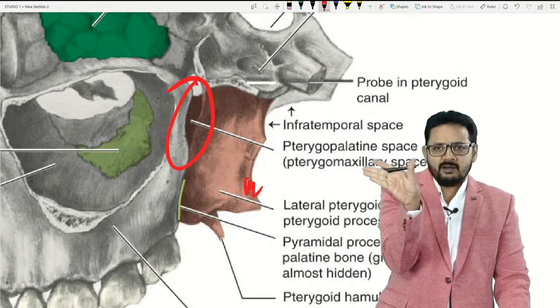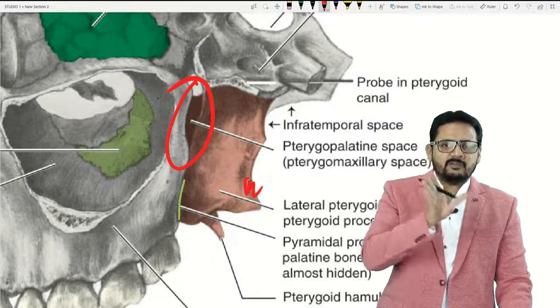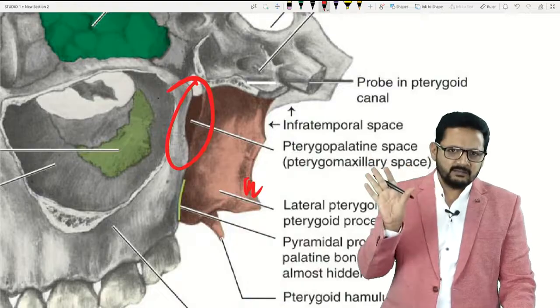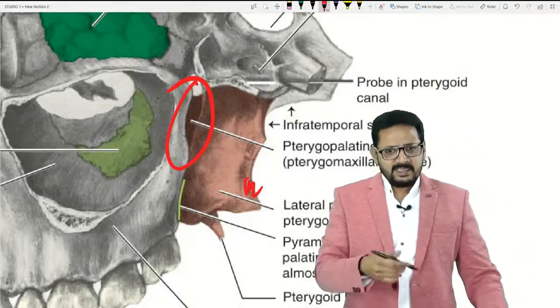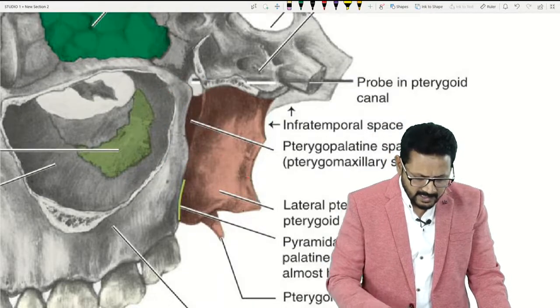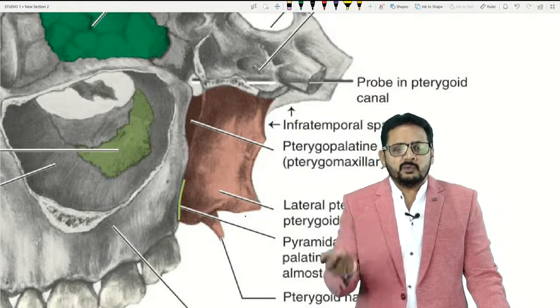Too much of lateral or too much of medial. You have to just go at a 35 to 40 degree angulation, slightly 5 to 10 degrees in a medial direction. That's it. Okay? These things can be avoided over a period of time. Once you know the anatomy, what is the anatomical structure that is going to be present there, it will be easier for you.